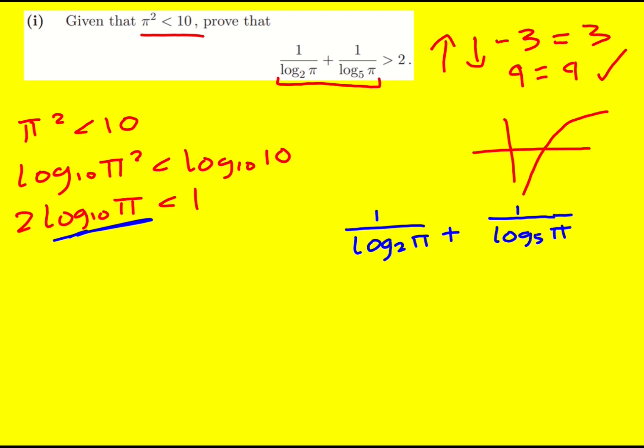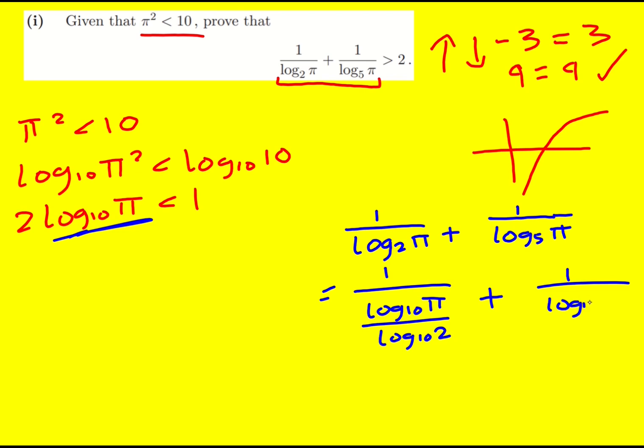And therefore, let's get the base 10 formula going on. It's going to be 1 over log to base 10 of pi over log to base 10 of 2. That's using the formula from above, plus 1 over log to base 10 of pi over log to base 10 of 5. Now I'm doing 1 divided by a fraction, so I can just keep change flip and just swap them around.